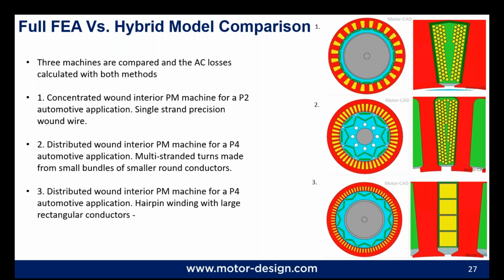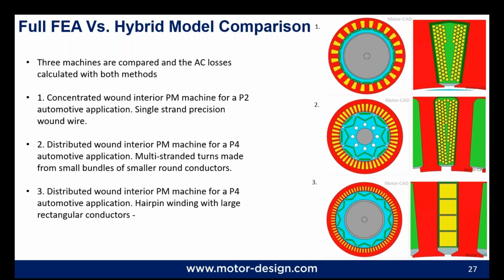The second machine that we're going to look at is a distributed wound interior permanent magnet machine for a P4. This might be an electric vehicle traction application. This one has multi-stranded turns made up of small bundles from round conductors, as we have shown earlier.